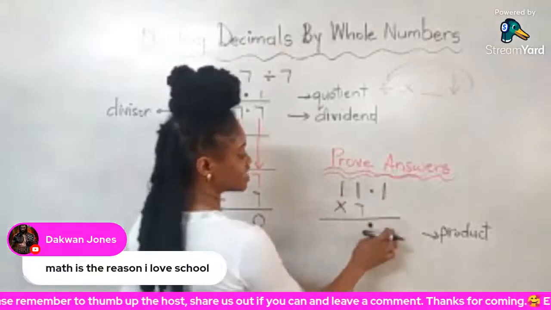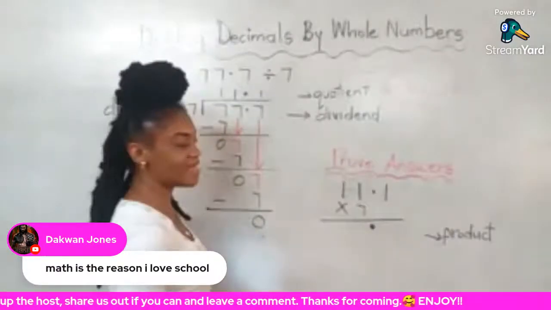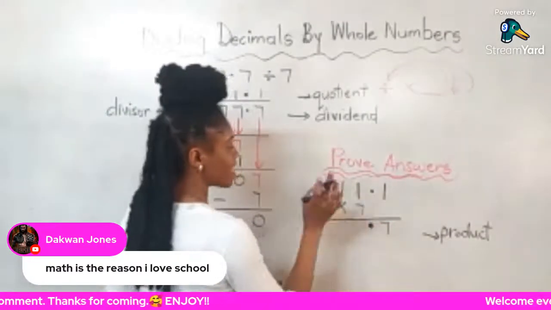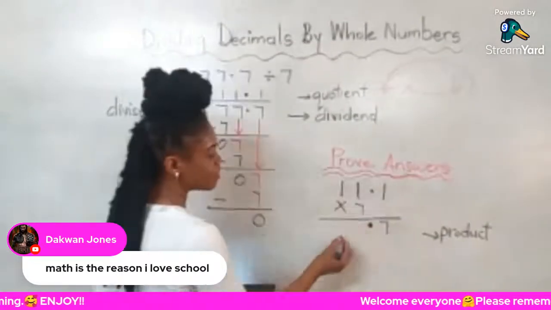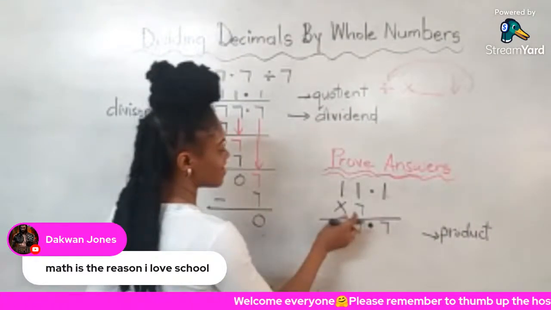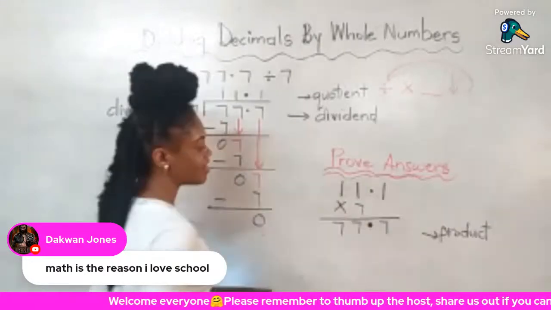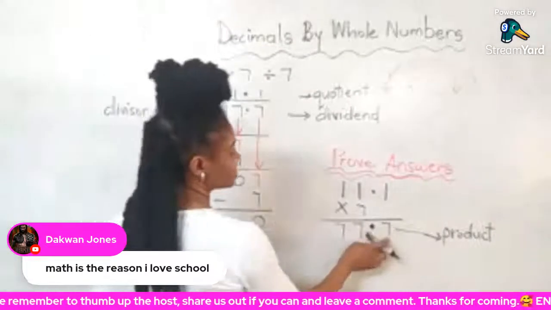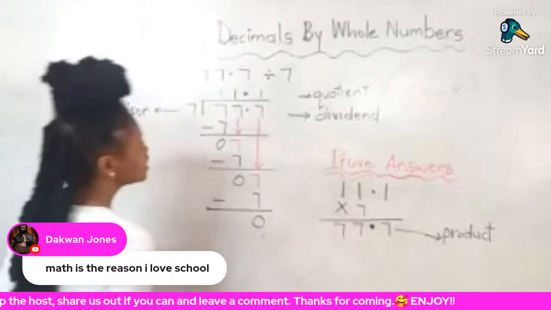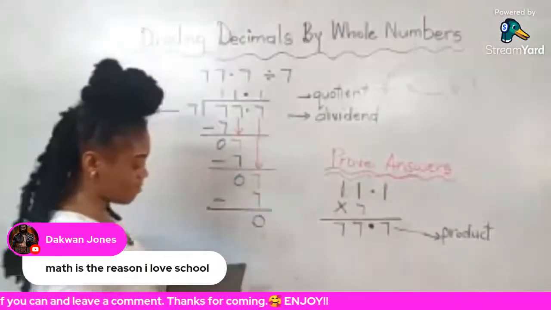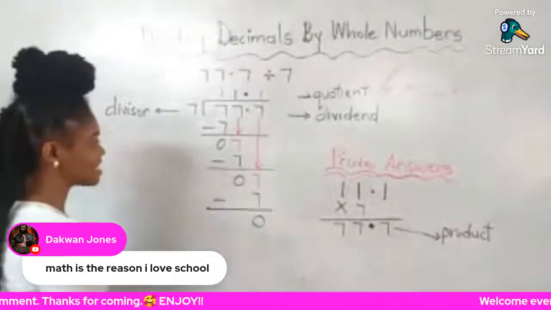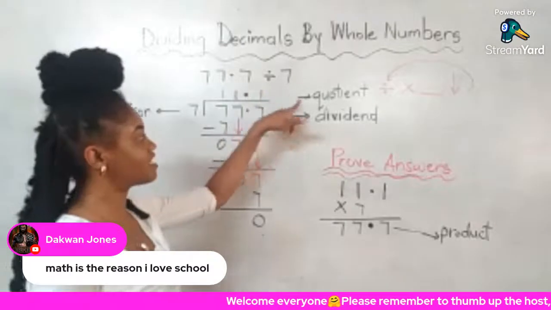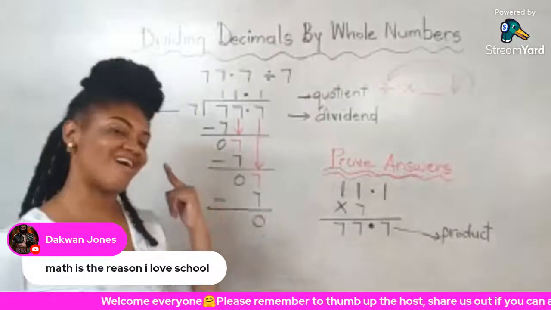We have 1 digit after our decimal place. So 7 multiplied by 1 is 7. 7 multiplied by 1 again is 7. 1 multiplied by 7 is 7. And of course, that is your product. Your product is 77.7. So the product and the dividend are the same. So what we're going to simply do is leave it right there, because that is telling us that our quotient is correct.